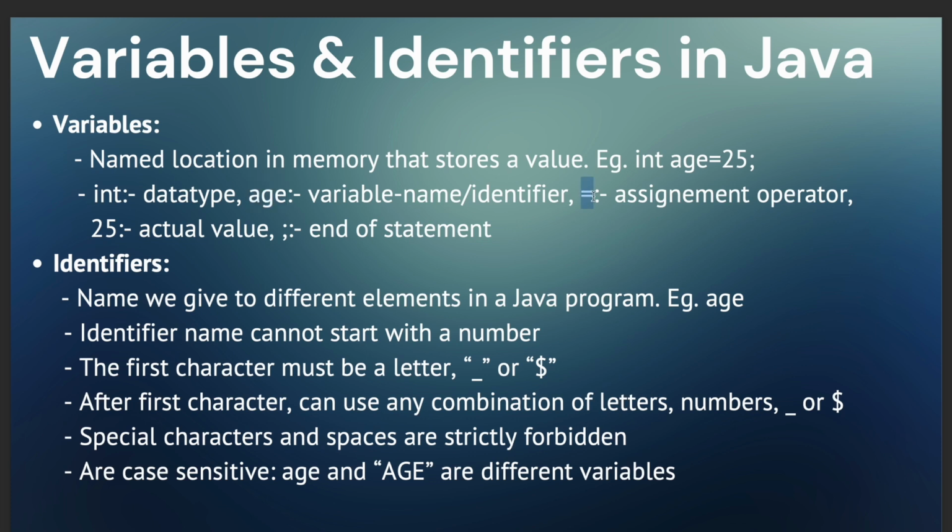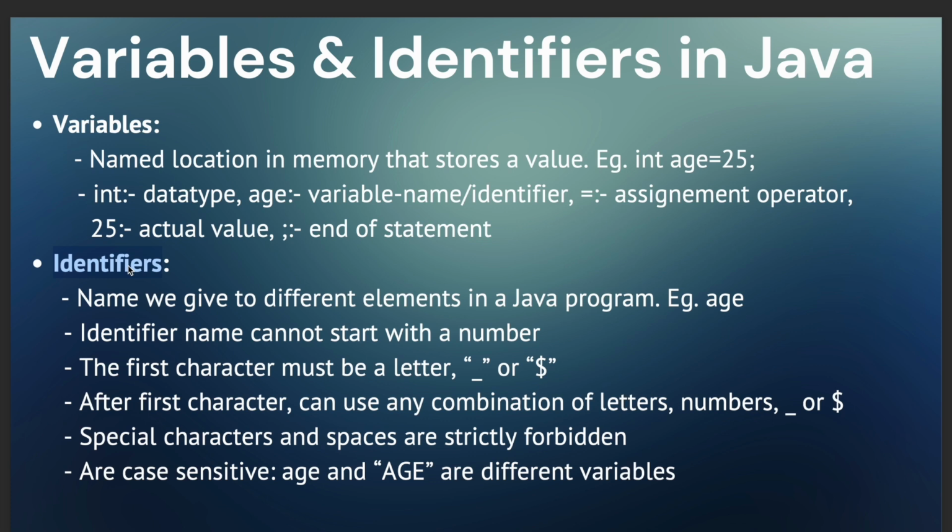The assignment operator, equal to, tells Java to put the value on the right into the memory location on the left. 25 is the actual value being stored. And the semicolon acts as the period, marking the end of our instruction statement. We will learn more about data types and operators in upcoming tutorials. For now, let's focus on the name age. This name is called an identifier.